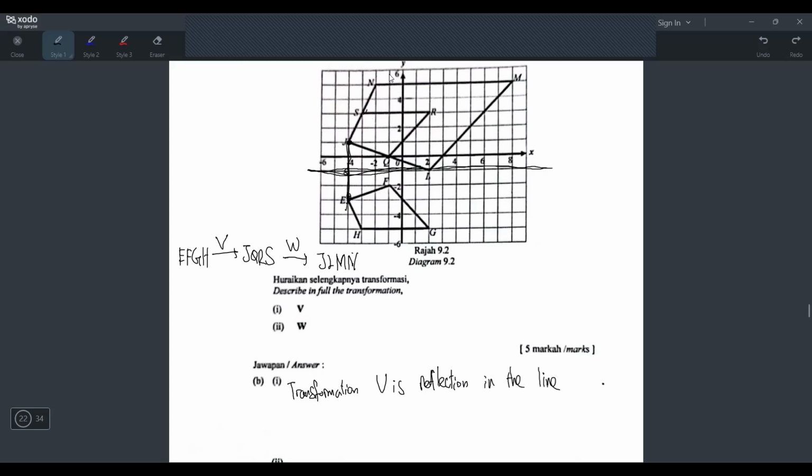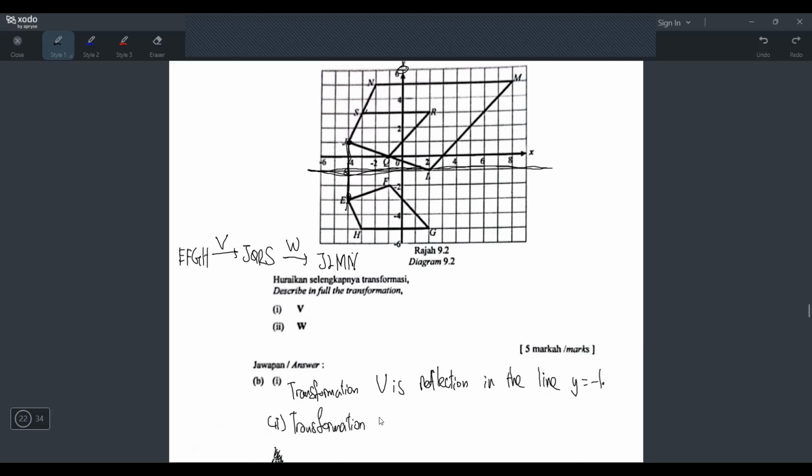So this line, how do we write it? This is a non-gradient line and it's potong y-axis. So we call it y equals. Dia potong y-axis dekat mana? -1. So this is the answer, right? Or if you want to write in bahasa Melayu, you write transformation V adalah pantulan pada garisan y equals -1. Can also. Okay, you want to write in bahasa Melayu, boleh juga. Tak ada masalah.